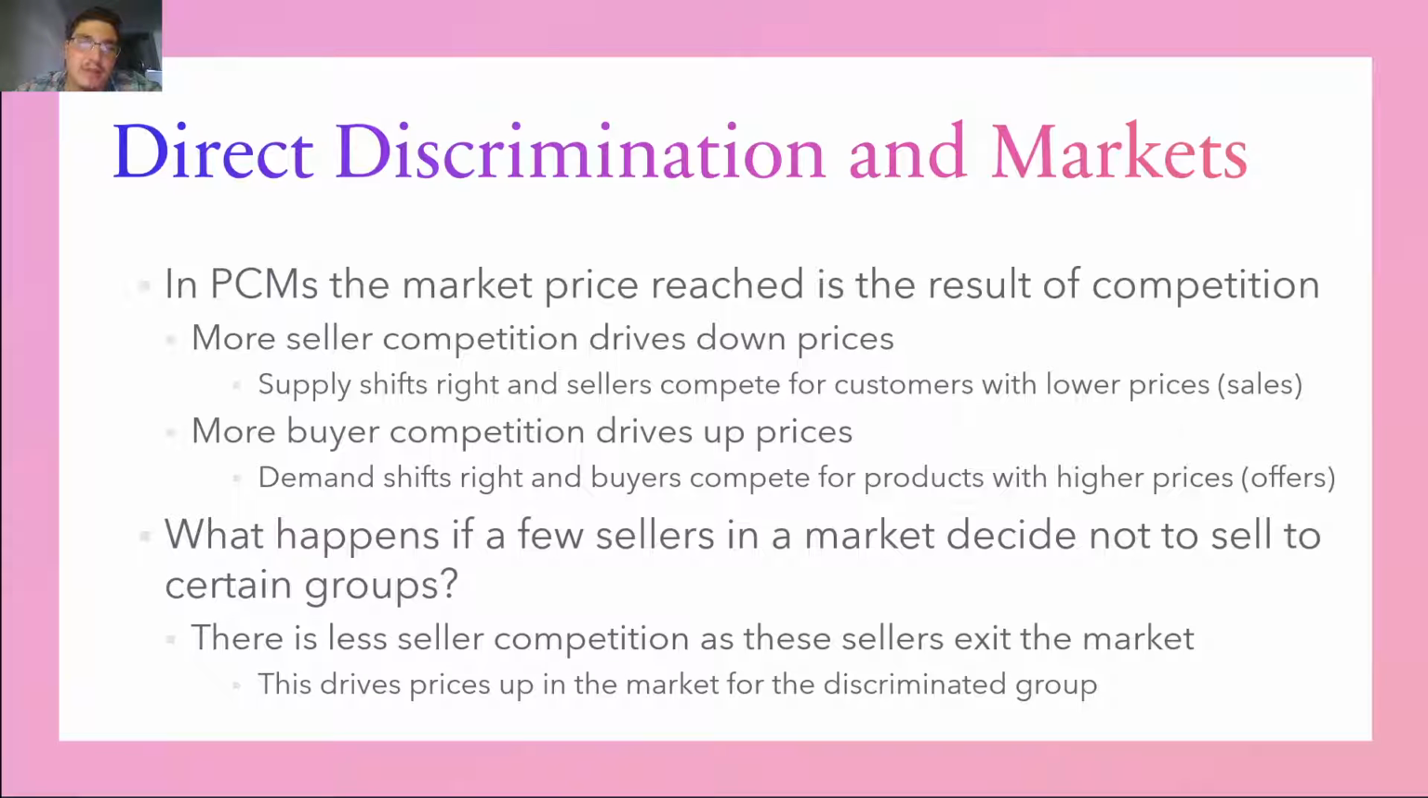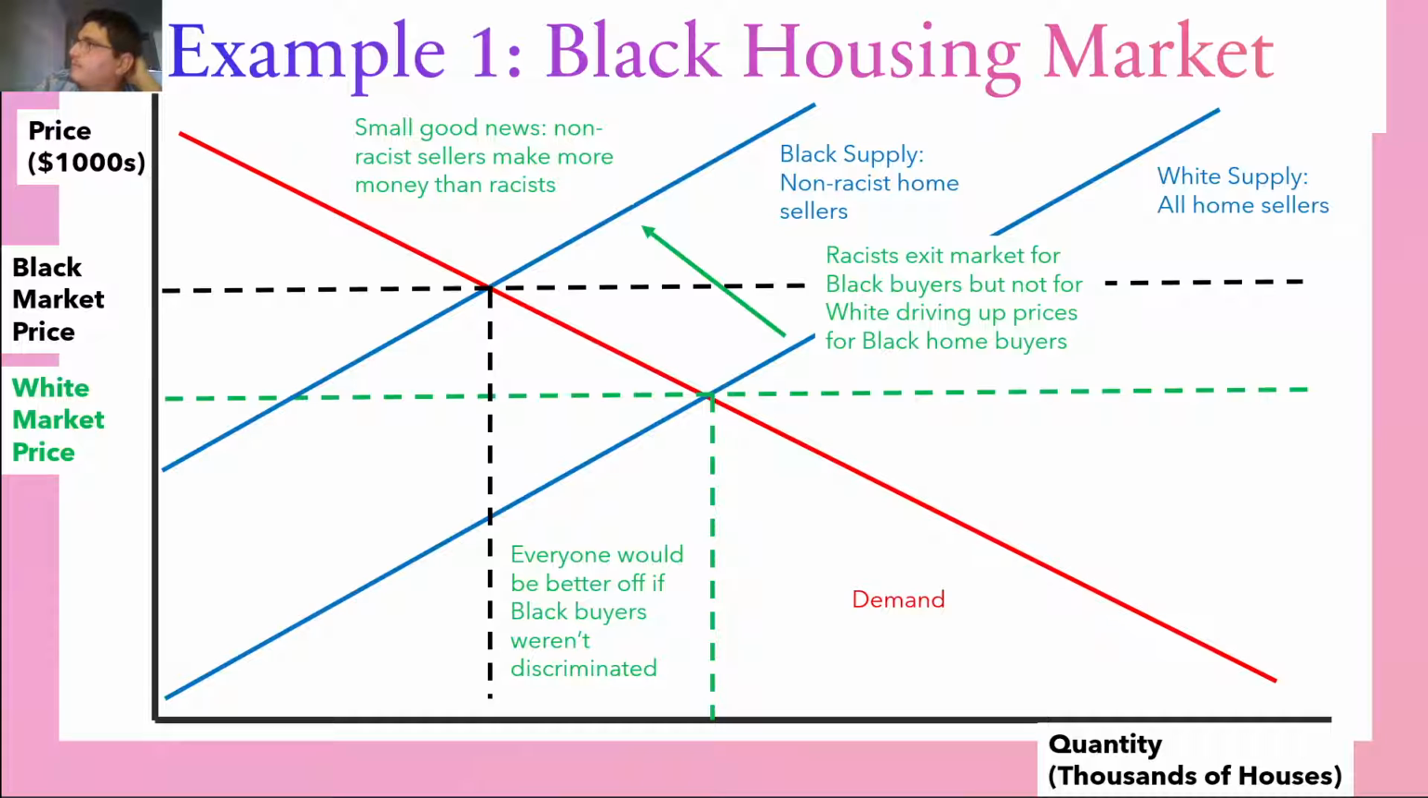And that's what we're going to show on this next slide. So it's going to drive up prices for the discriminated against group. That's going to be blacks. So looking at that same market, let's assume what we presented before was the white supply, and blacks are similar in every way. They have the same demand curve. They would have the same supply curve, except that there's some portion of sellers that are racist. They won't sell to blacks, and we'll talk about that a lot in lecture 4.